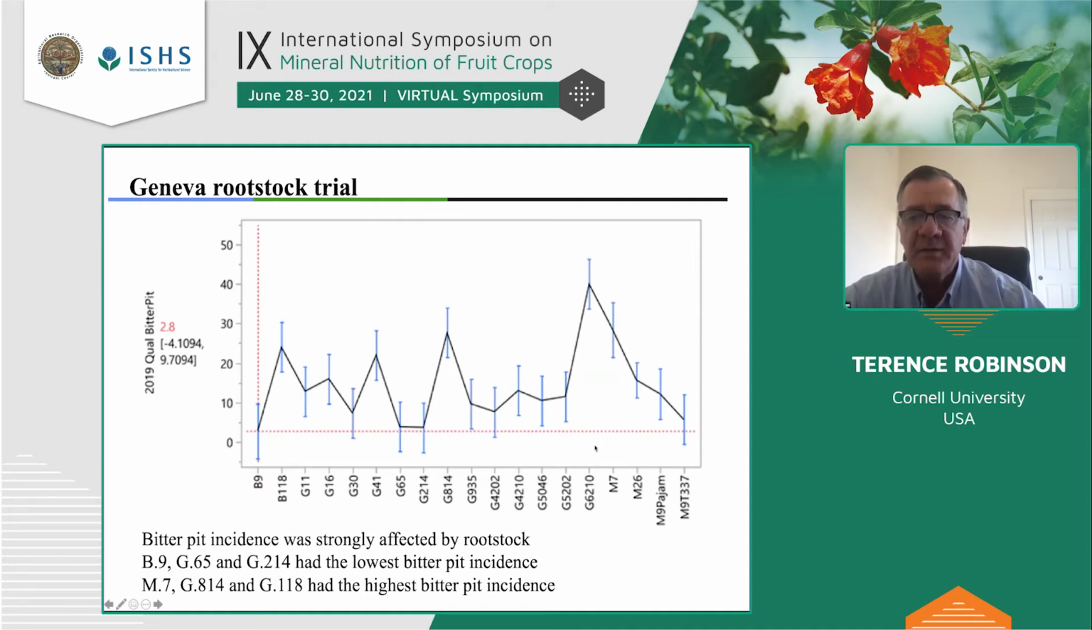In contrast, Geneva 6210 had relatively high bitter pit of 40%. M7 also had high percent bitter pit, and Geneva 814 had high percent bitter pit, as well as Budagovsky 118. Most of the other rootstocks were intermediate.